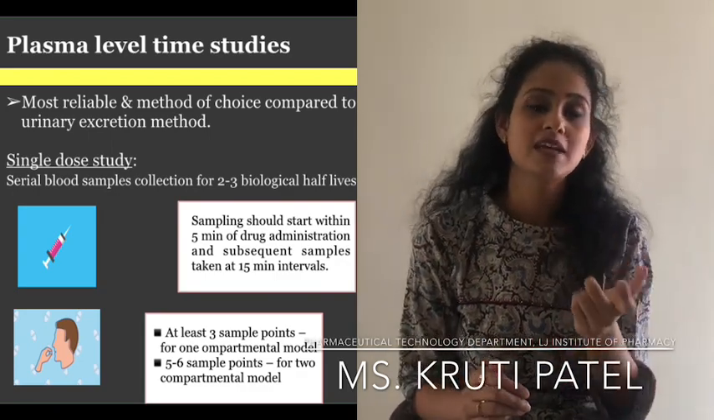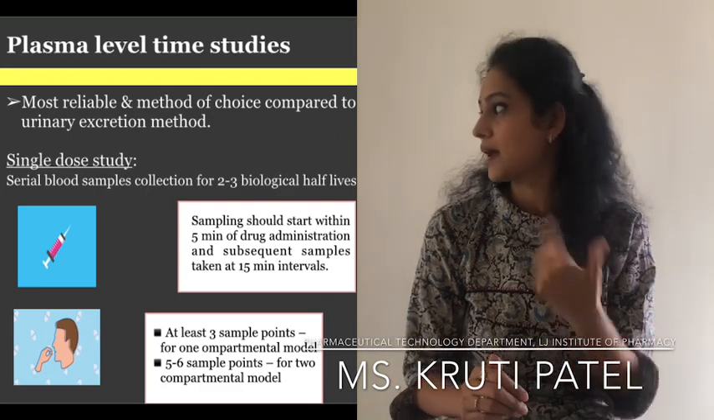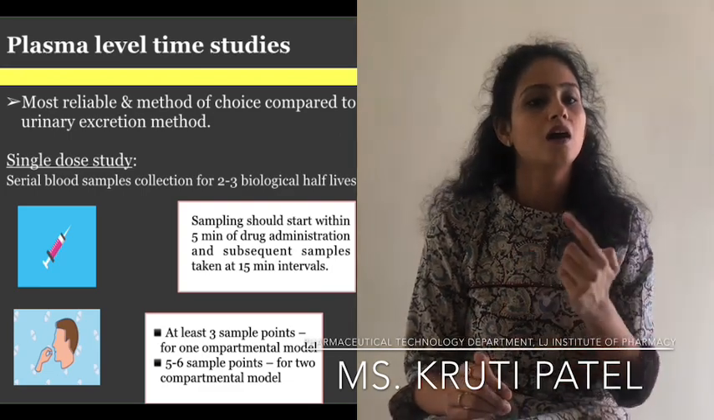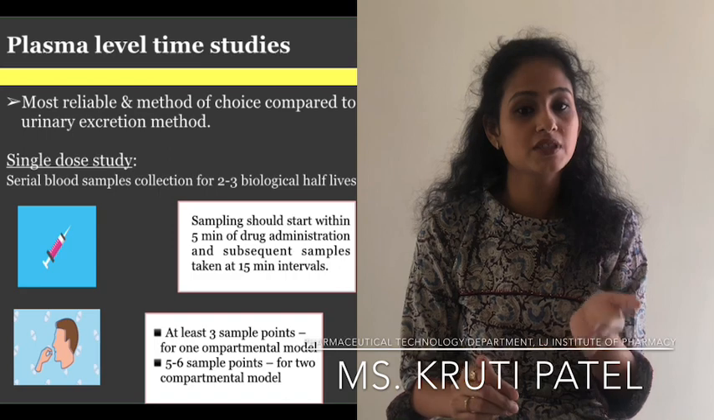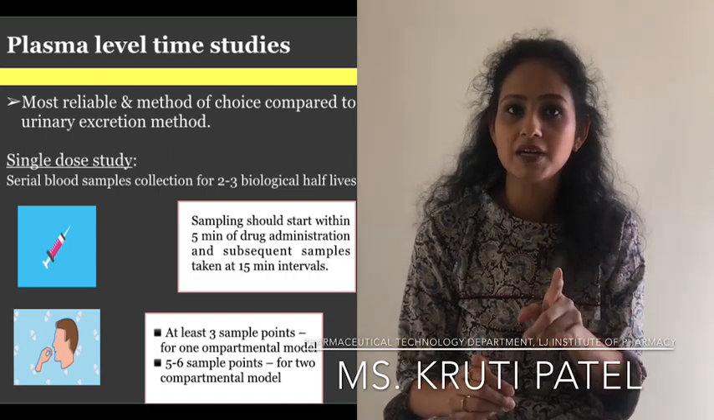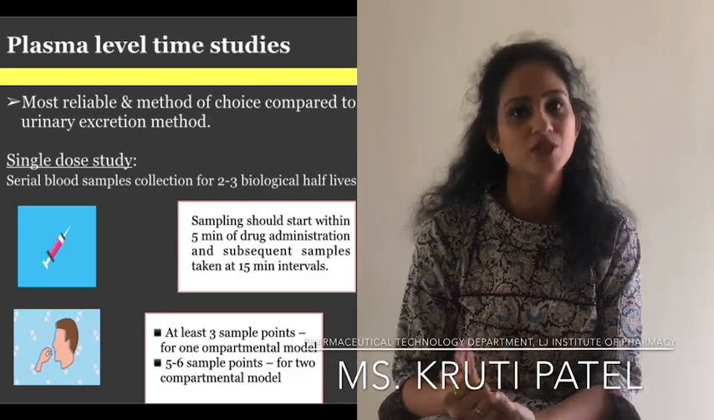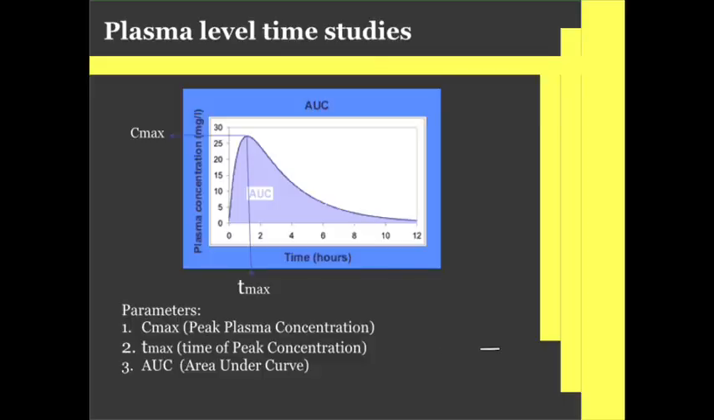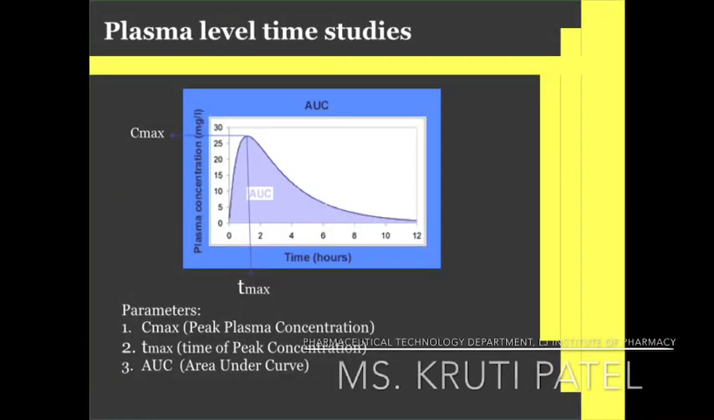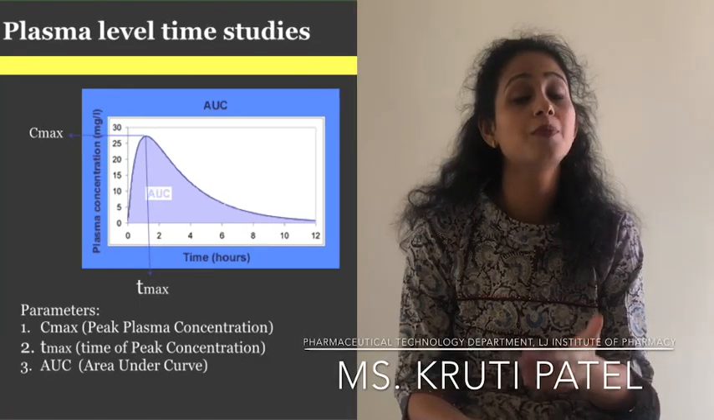This can be given either IV or orally. At least 3 sample points have to be collected for a one compartment model, and if you are going for a 2 compartment model, then 5 to 6 sample points have to be taken. Once you follow all the steps, then you have to construct a plot.